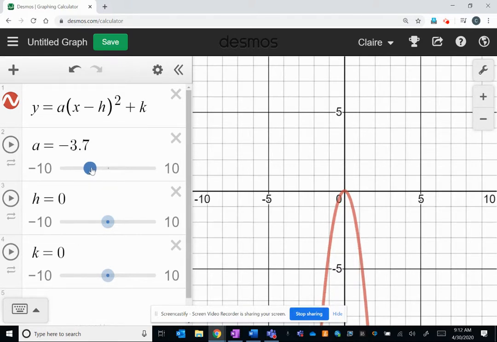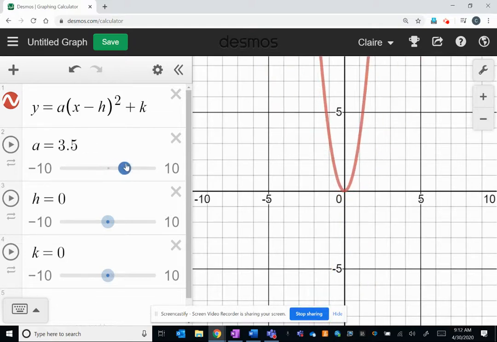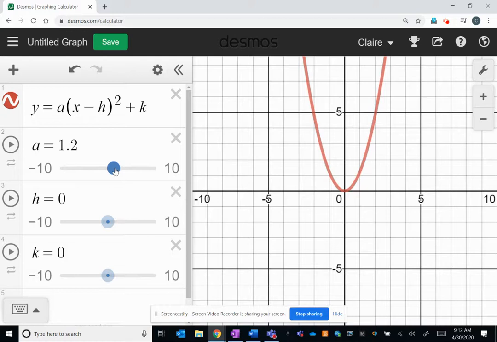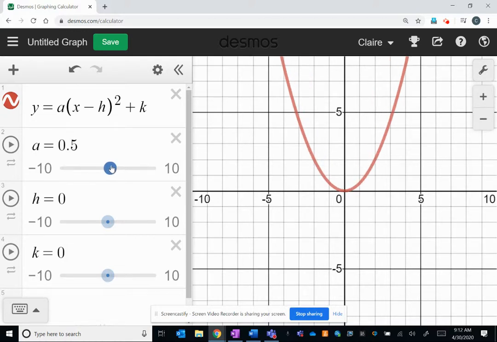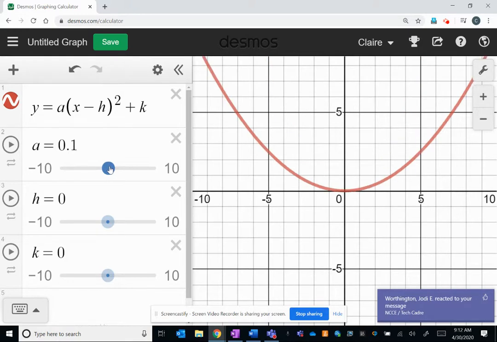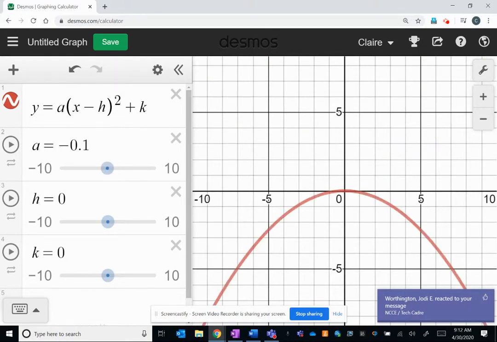Now, it's also affecting the shape of the graph. When the a value gets really big in the negative direction or really big in the positive direction, that parabola gets skinnier and skinnier and skinnier. If we were to make it a decimal, something that's between 0 and 1, right, it gets wider. Also between 0 and -1.